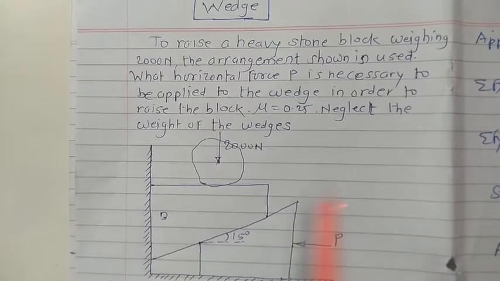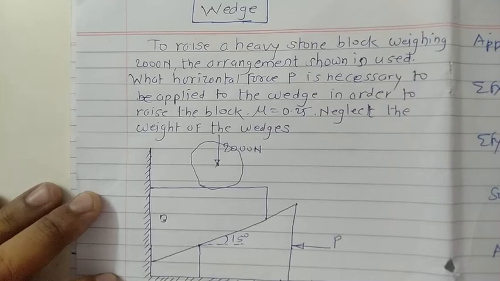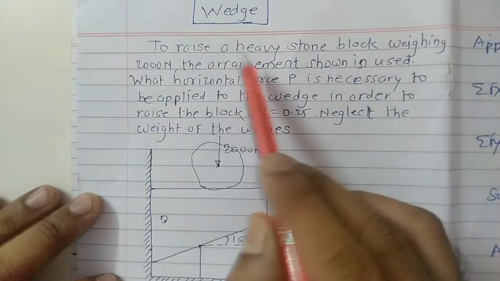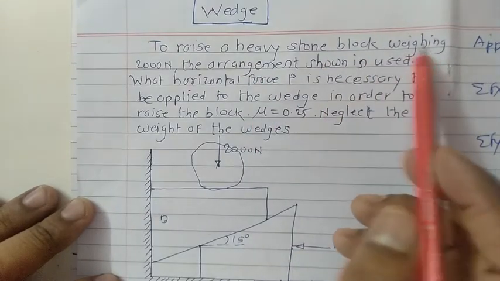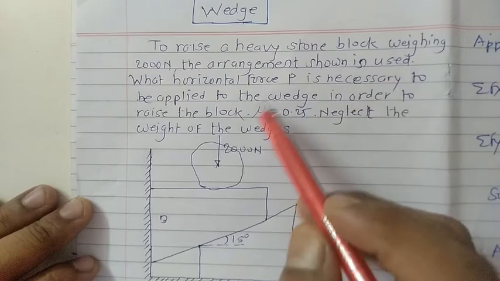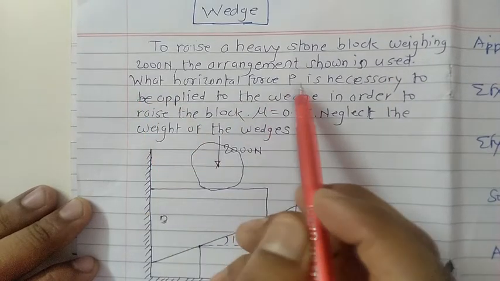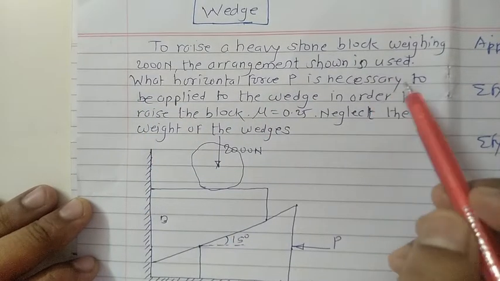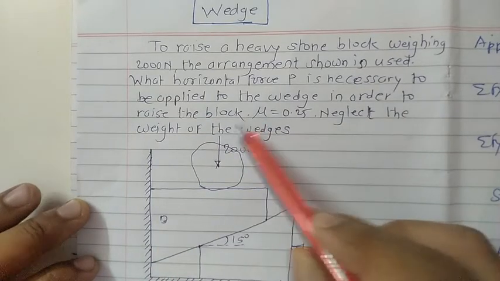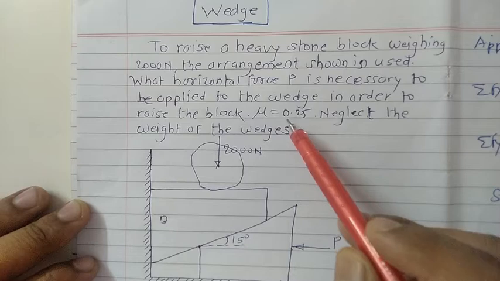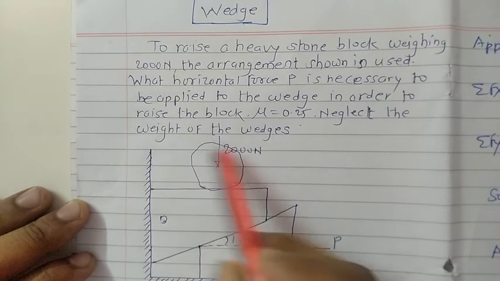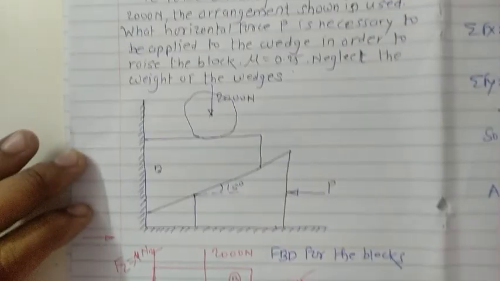So let us start with the problem on wedge. To raise a heavy stone block weighing 2000 Newton, the arrangement of stone is used. What horizontal force P is necessary to be applied to the wedge in order to raise the block? Mu equals 0.25 is given. Neglect the weight of wedges. So the problem is given like this one.